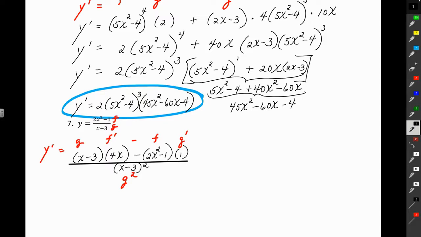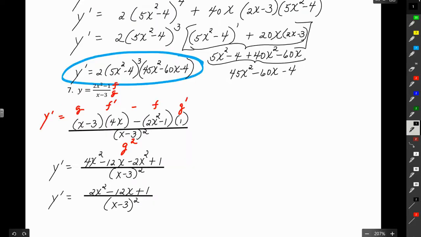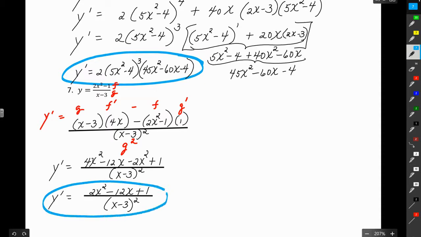We're going to simplify the numerator, and you don't have to FOIL out the denominator. We're going to multiply 4x by the binomial, so 4x times x is 4x squared. 4x times negative 3 is negative 12x. And then just be really careful that you distribute the negative to both parts of this binomial. So we're going to end up with minus 2x squared plus 1. And the last step, we'll simplify again. All right, so that's our final answer, and that is using the quotient rule.